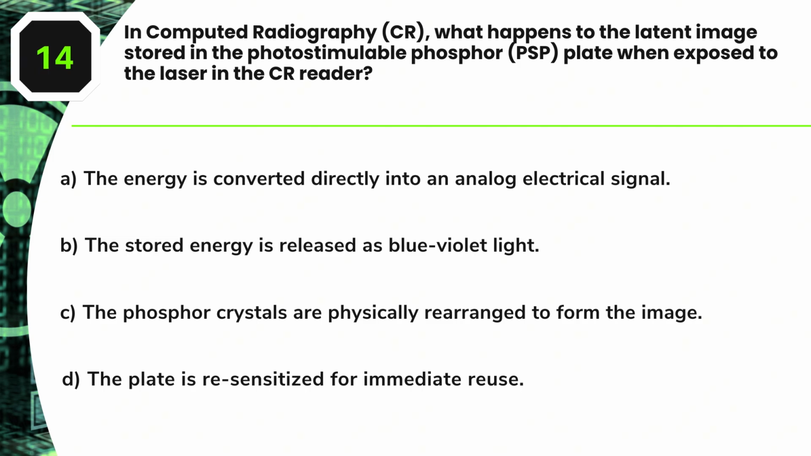Question 14. In computed radiography, CR, what happens to the latent image stored in the photostimulable phosphor, PSP, plate when exposed to the laser in the CR reader? A. The energy is converted directly into an analog electrical signal. B. The stored energy is released as blue-violet light. C. The phosphor crystals are physically rearranged to form the image. D. The plate is resensitized for immediate reuse.